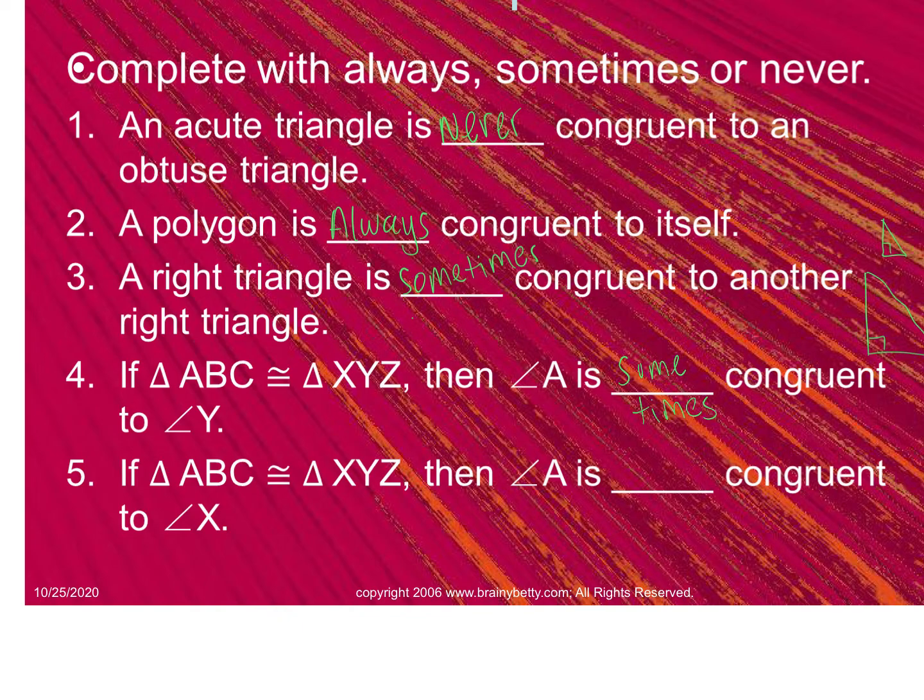Now, if I said the same congruence statement, but I said angle A is blank congruent to angle X, what are we going to put here? This is always, okay? Because there's no chance, since those two letters are written in the same position, angle A is the first letter, X is the first letter, those have to be congruent based on the congruence statement. Questions on this one? On 1 through 5? How we feeling? We Gucci?